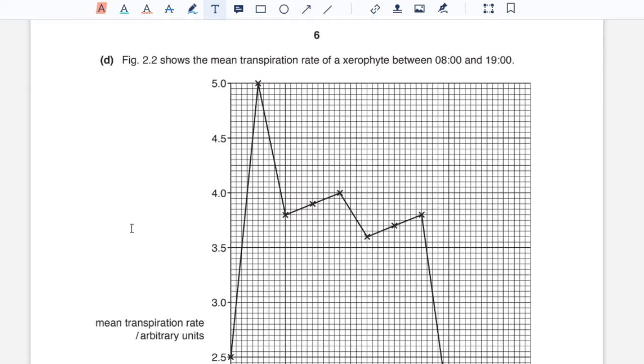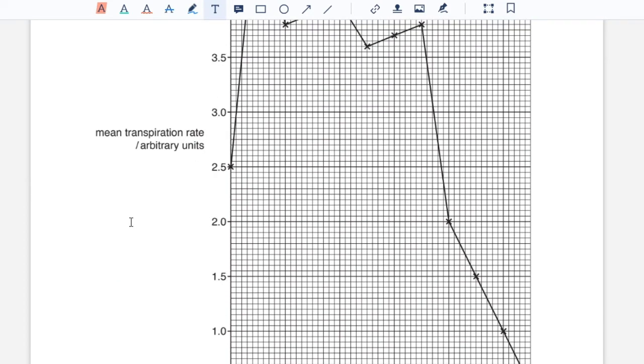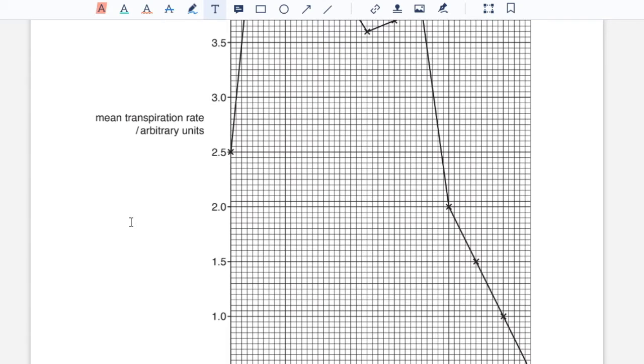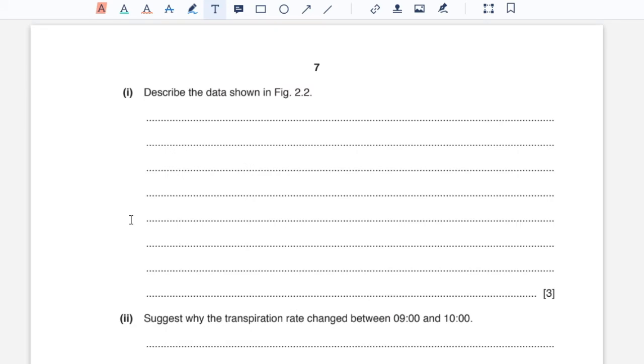Figure 2.2 shows the mean transpiration rate of a xerophyte between 8 am and 7 pm. So you've got this graph. We've got mean transpiration rate on the y-axis and the time of the day on the x-axis. One, describe the data shown in figure 2.2.